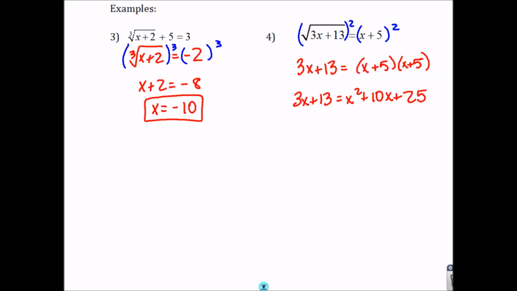To solve a quadratic, you need to set it equal to 0, and then either factor, use quadratic formula, or complete the square. So to set this equal to 0, I need to subtract 3x from both sides and subtract 13 from both sides.